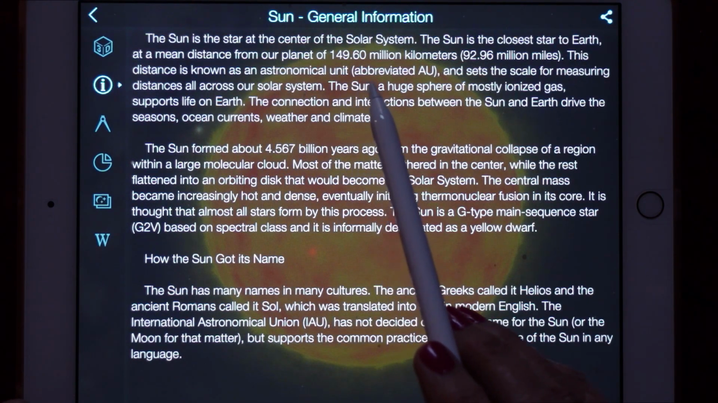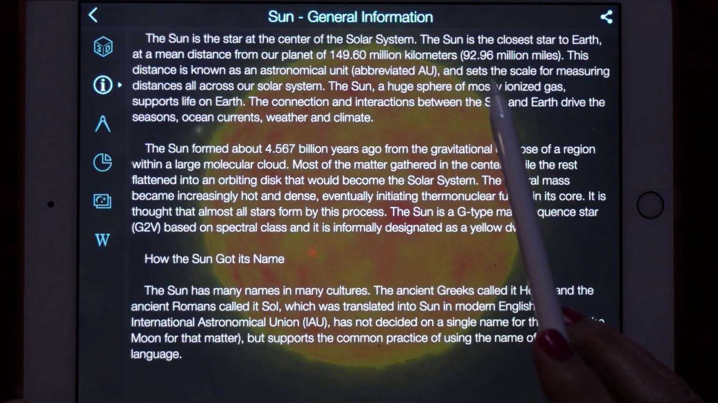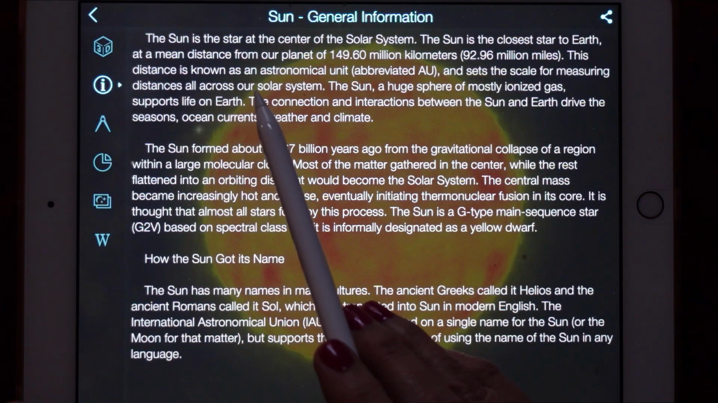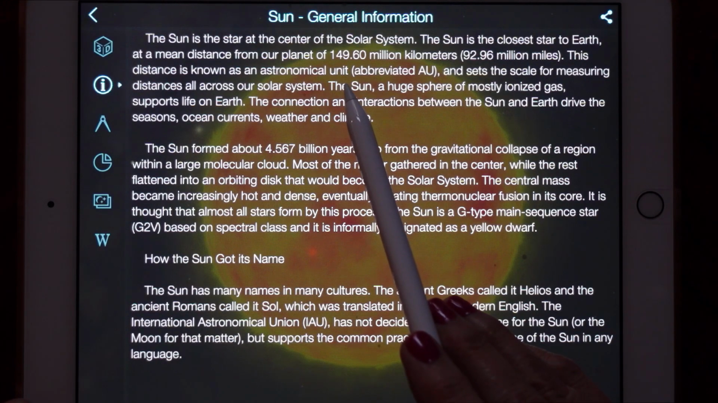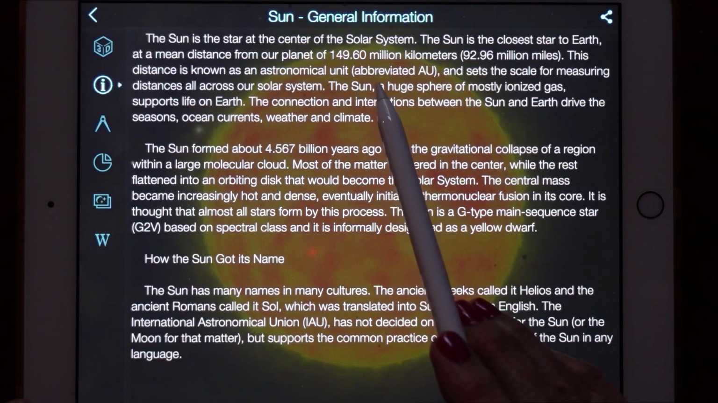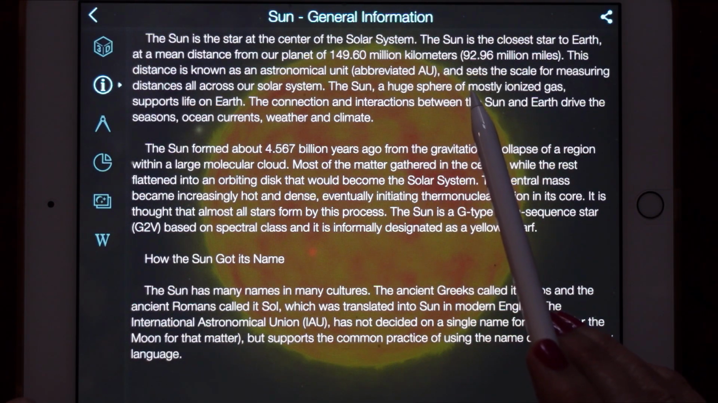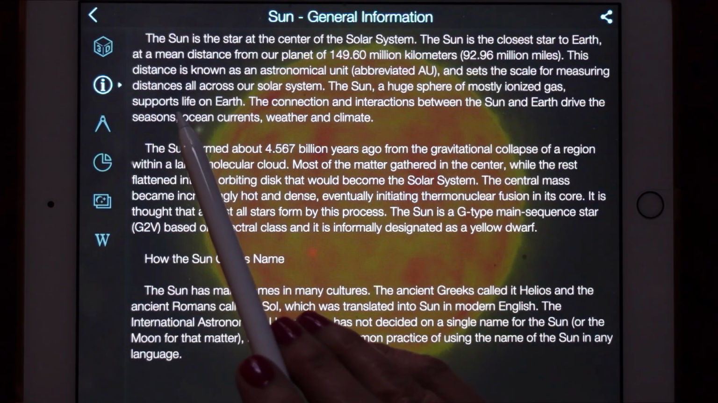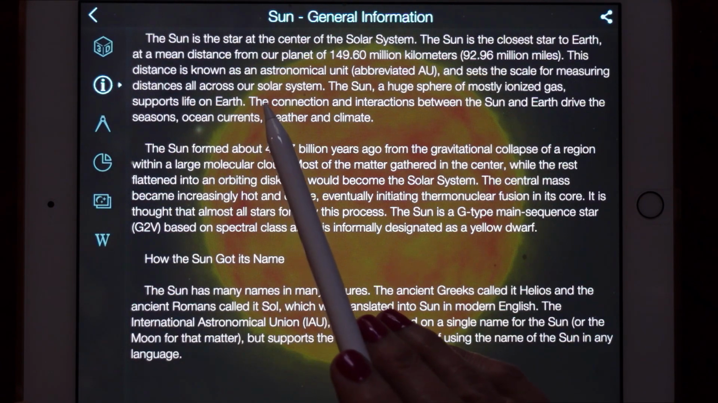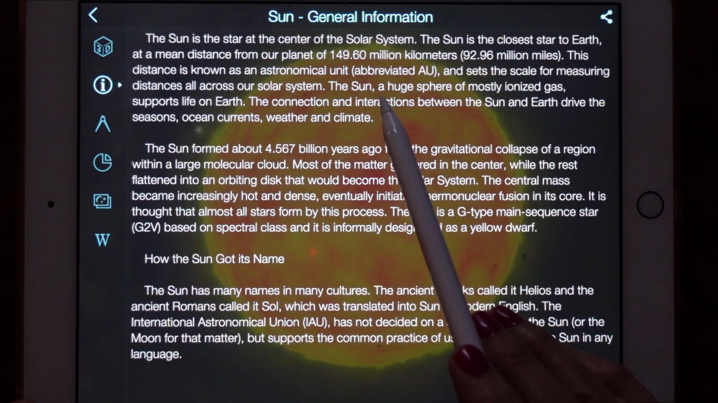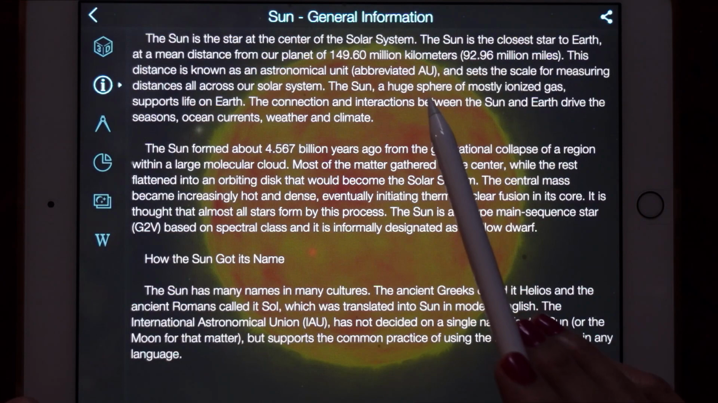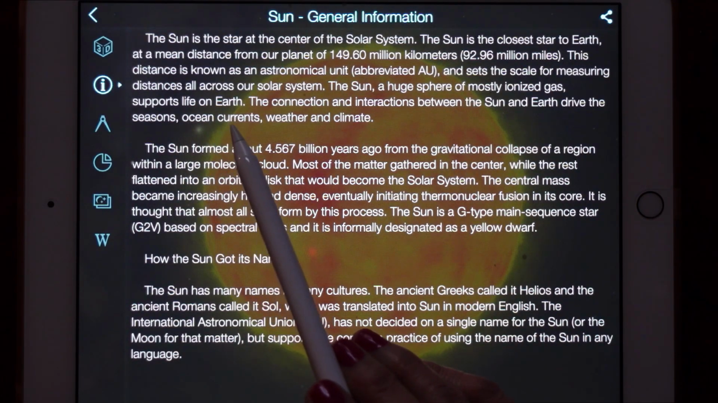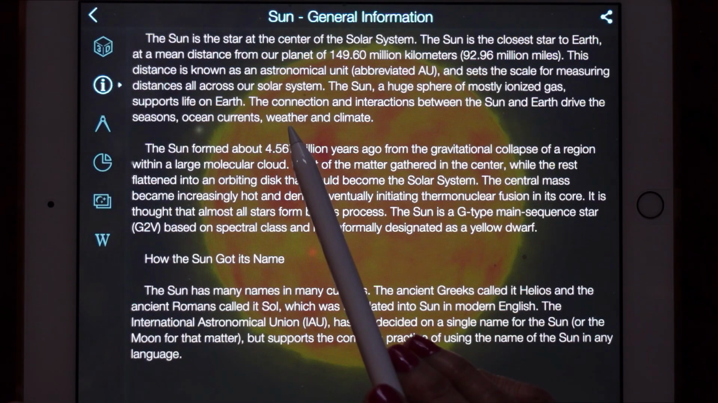The centre of the solar system. The Sun is the closest star to Earth at a mean distance from our planet of 149.6 million kilometres. That's 92.96 million miles. This distance is known as an astronomical unit, abbreviated AU, and sets the scale for measuring distances all across our solar system.